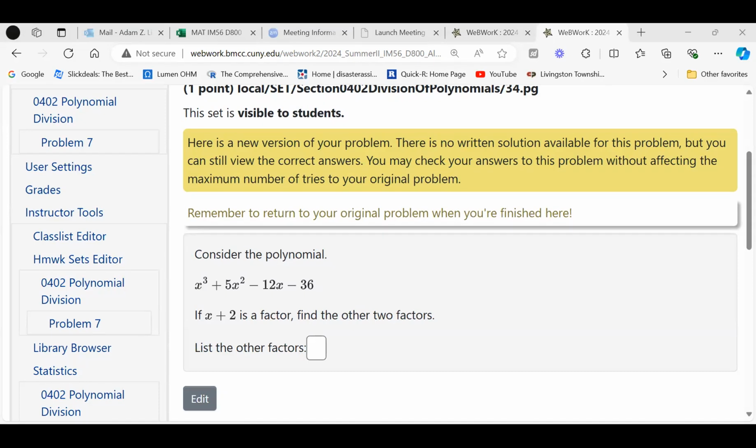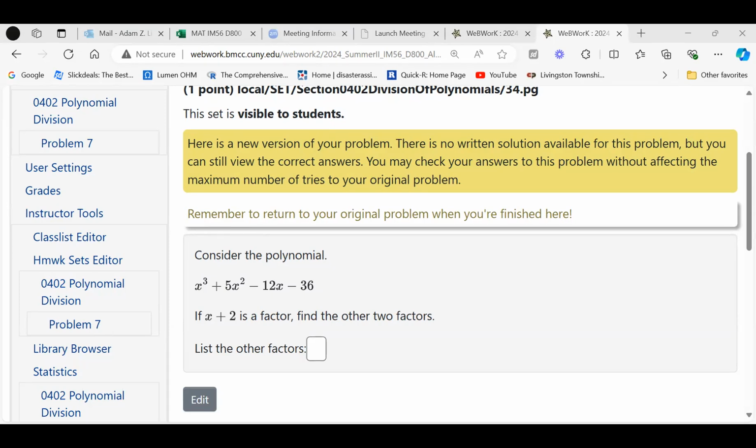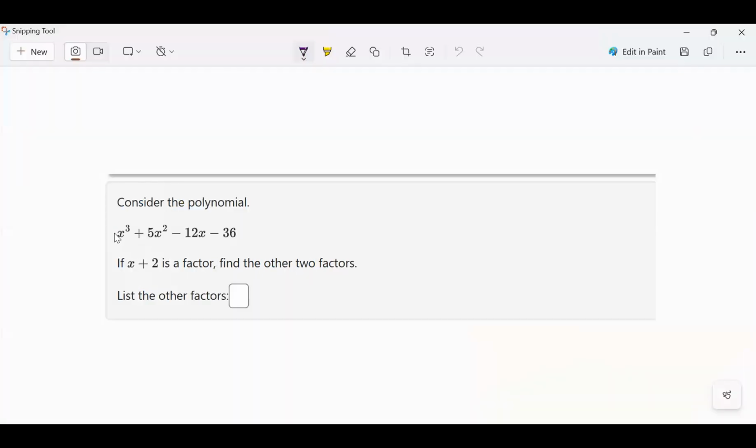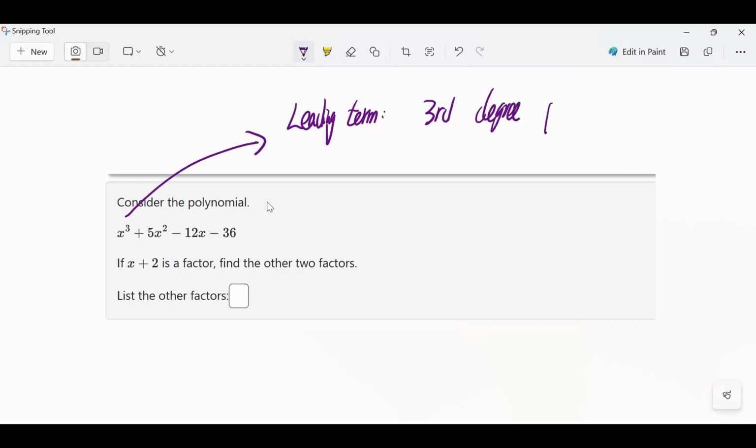Anybody know the answer? Is it because it has 4 terms? Yes, that's one thing, right? And then also another thing is, if you look at the leading term here, what's the leading term? X to the power 3. Yes, exactly, right? This is what we call the leading term. The leading term is degree 3, right? That's why it's called a third-degree polynomial.